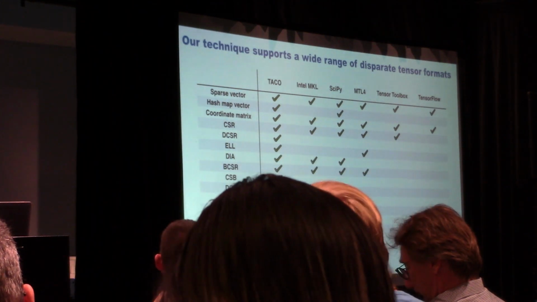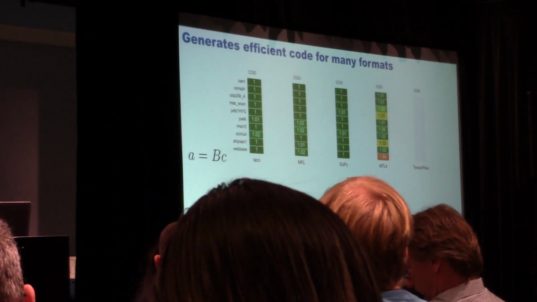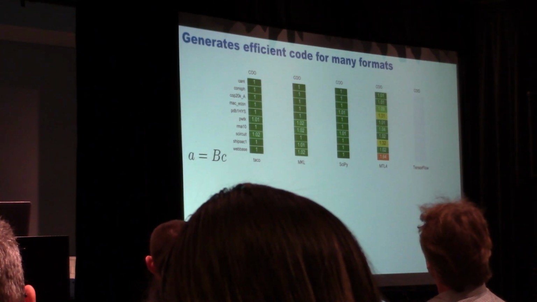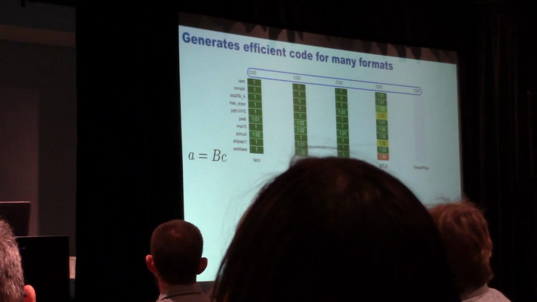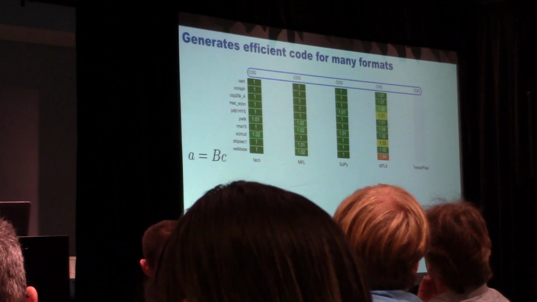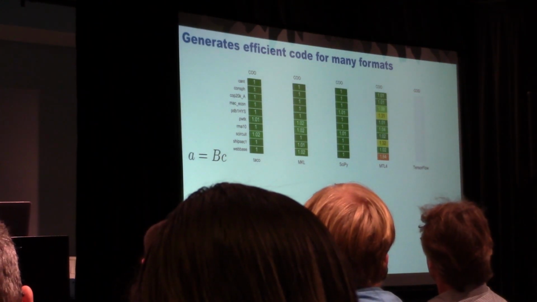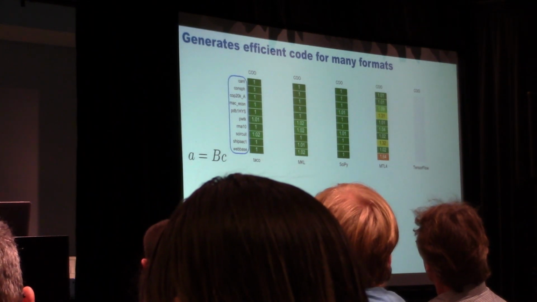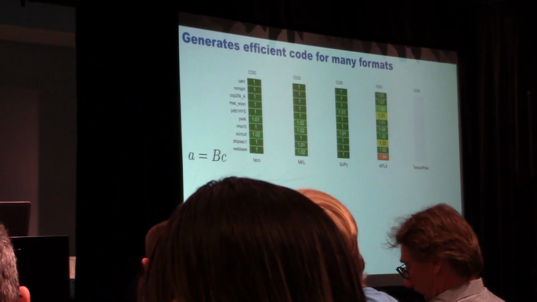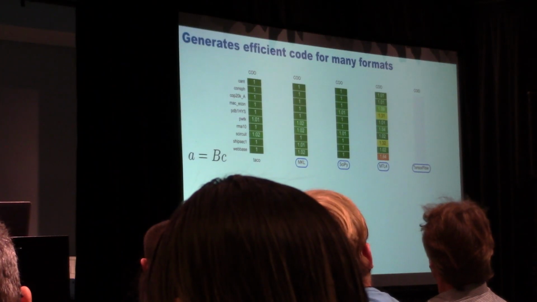So let me give you some more performance results. Basically, again, sparse matrix vector multiplication. So here's a little bit of an eye chart. What I'm showing here is the coordinate format representation of the matrix, a sparse matrix using coordinate format. And I'm showing the results for the coordinate format for a bunch of different matrices. And then I'm showing results for Taco as well as a bunch of other frameworks here.